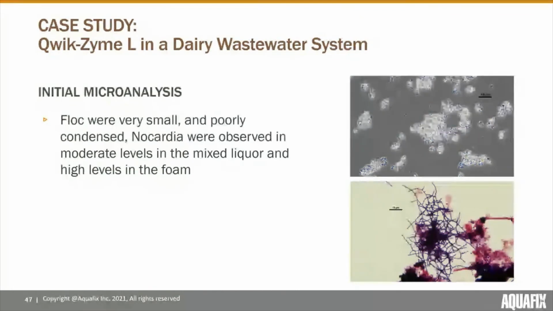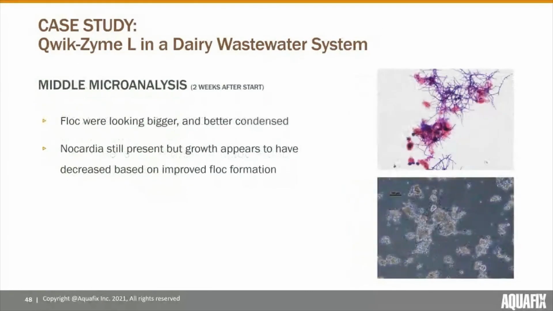They weren't excessively high, but moderate levels generally means they are actively growing in the system. They all get pushed up to the foam, so you usually won't see too much higher than moderate levels. So we also looked at the foam. It had very high levels of filaments.